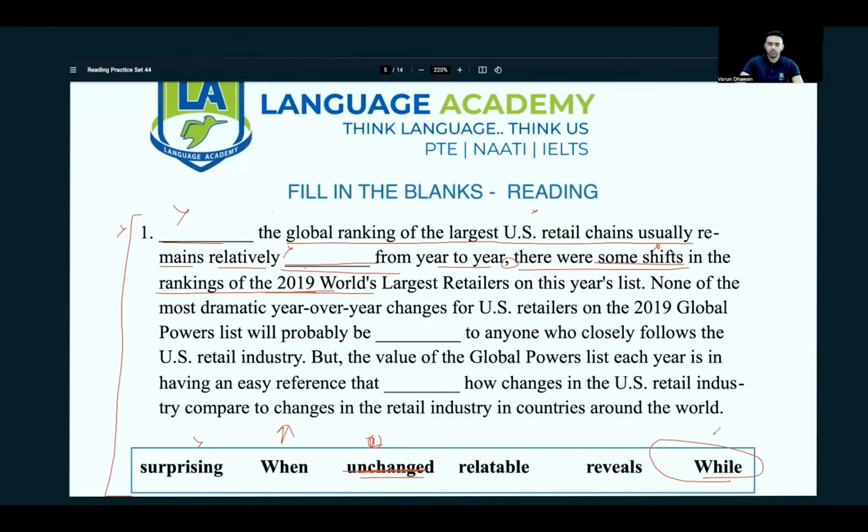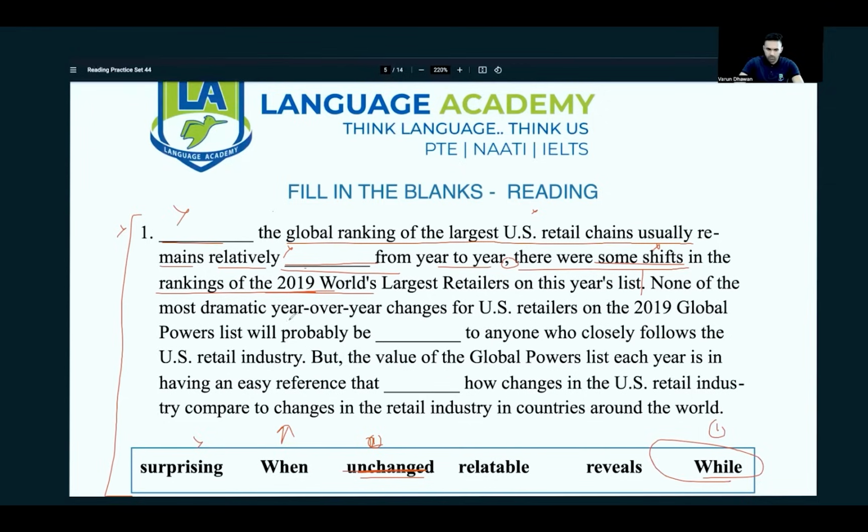While, why not when? While is used when you compare two things. While I was sleeping, he went to the gym. When I was sleeping, he went to the gym. You can say that, but while is used when two scenarios or two events are going simultaneously or at the same time. And it is also used to contradict. So while means normally the global rankings remain unchanged, but there were some changes in 2019. Now, till here, we have got some information that they are talking about the rankings of retail chains in US.